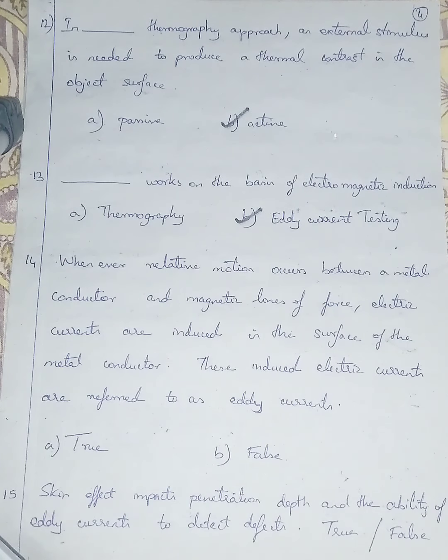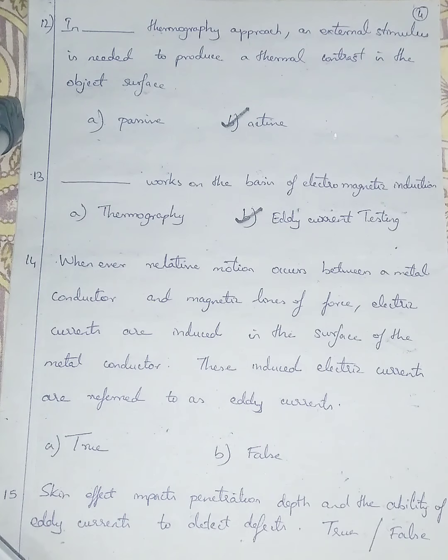Question number 14. Whenever relative motion occurs between a metal conductor and the magnetic lines of force, electric currents are induced in the surface of the metal conductor. These induced electric currents are referred to as eddy currents. Option A is true and option B is false. I just told you. Only when a metal conductor is brought into motion in magnetic lines of force, electric currents are induced on the surface.